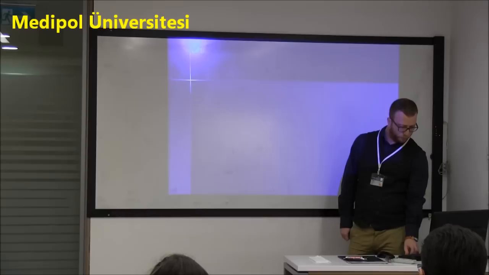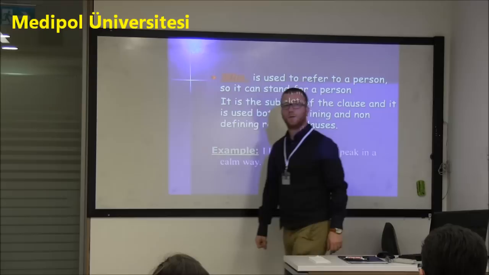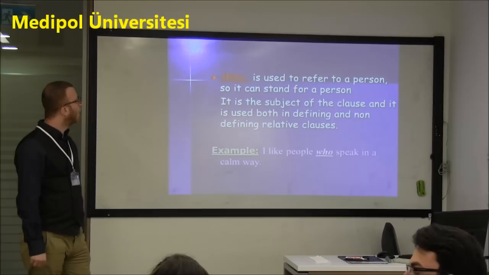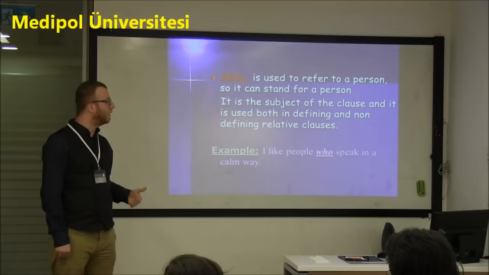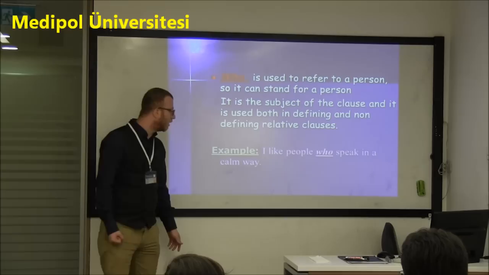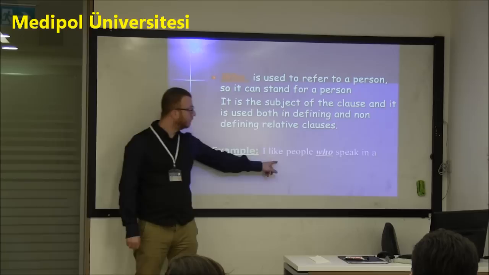So basically, we use who to refer to a person, so it can stand for a person. It is the subject of the clause, and it is used both in defining and non-defining relative clauses. Example: I like people who speak in a calm way. So here we use who to refer to people.